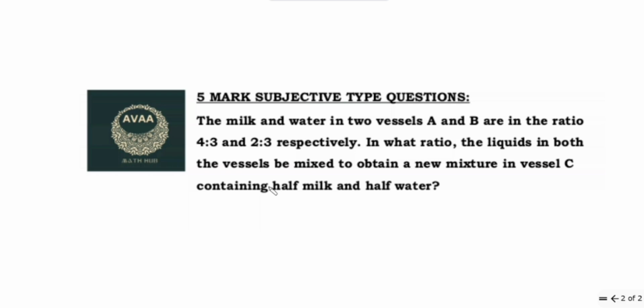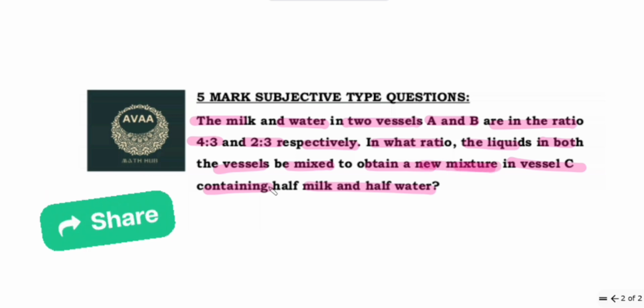Second question says the milk and water in two vessels A and B are in the ratio 4:3 and 2:3 respectively. In what ratio should the liquids in both the vessels be mixed to obtain a new mixture in vessel C containing half milk and half water? In the beginning, we got the ratio to be 4:3 and 2:3, but after that, we are mixing them to form a new mixture. In that, we are having half milk and half water.